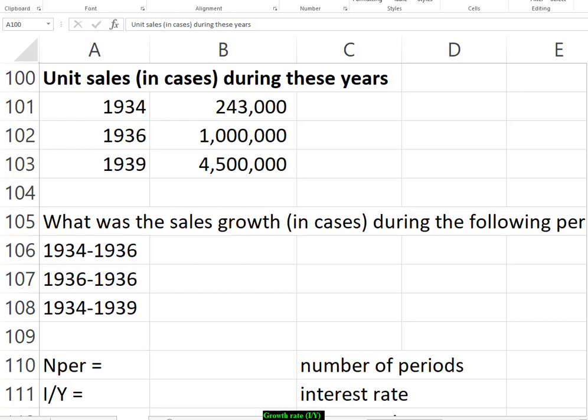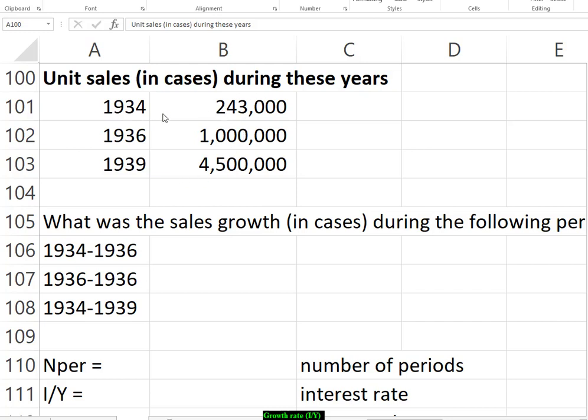Some concepts of time value of money can be used for more than one thing. So, for instance, in this example we have the number of units of cases sold during some periods, and then the question is, what was the rate of growth during those periods? So we can use the time value of money functions, in this case, rate or I over y, to determine the rate of growth over this number of years.